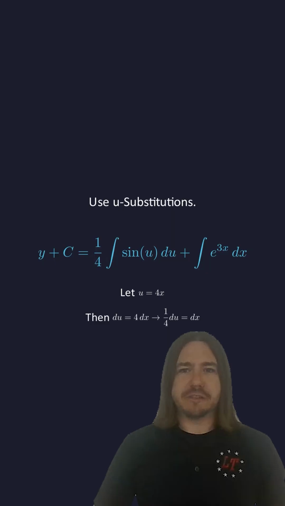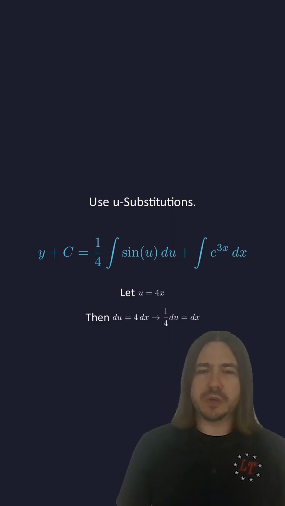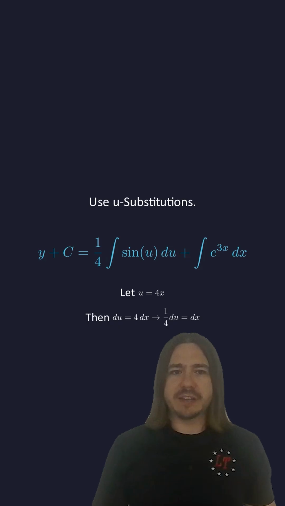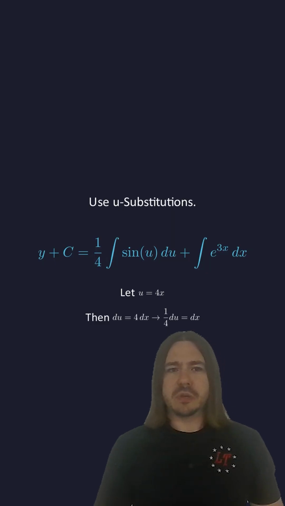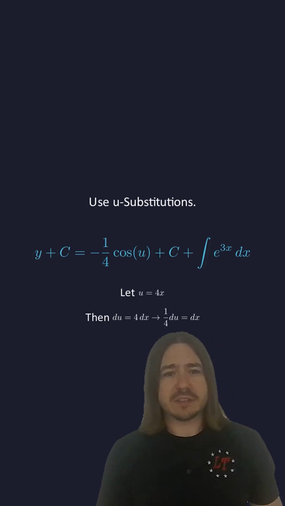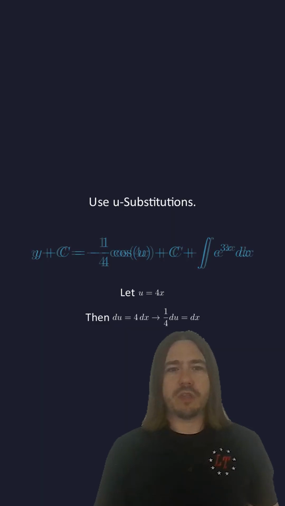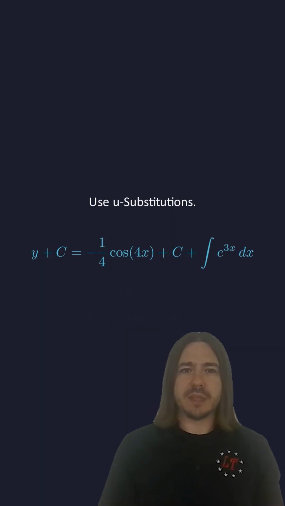Now it's time to actually find the antiderivatives. The antiderivative of sine u should be one that you have memorized, and it's negative cosine u. So when we integrate this sine u du, we should get negative 1/4 cosine u plus c. And since we said that u was 4x, we can replace that u with 4x and be done with this part of the integration. Now, let's take a look at the other one.